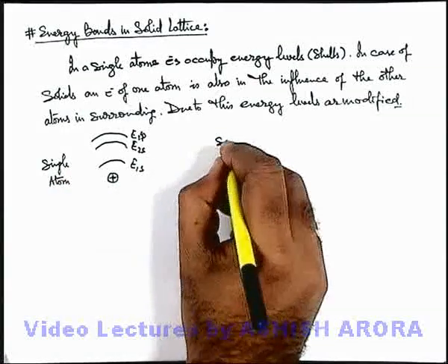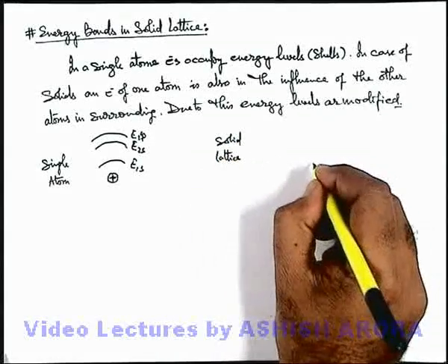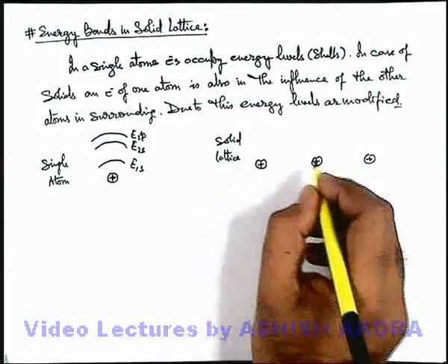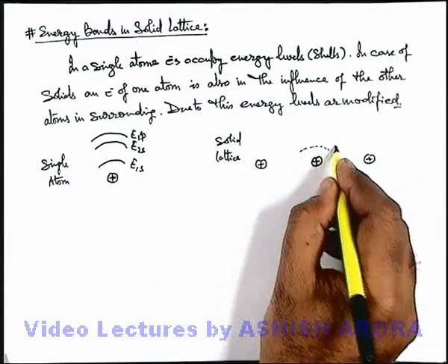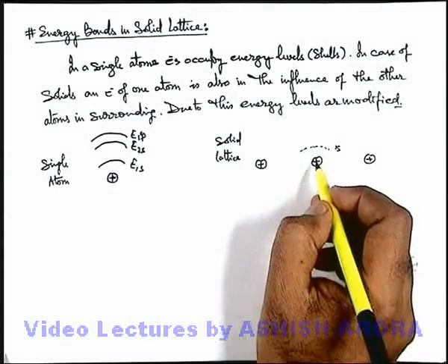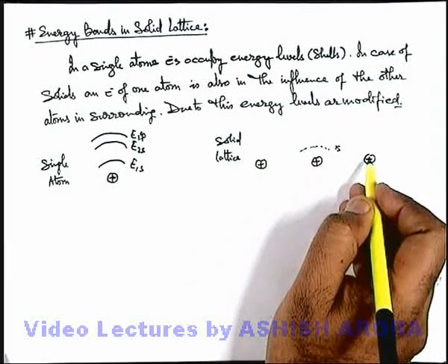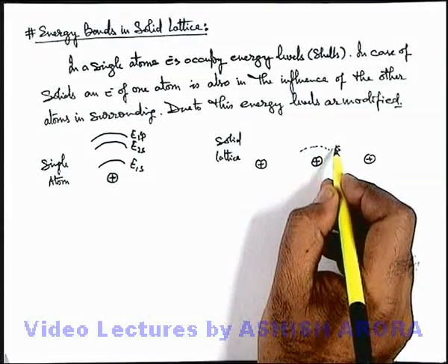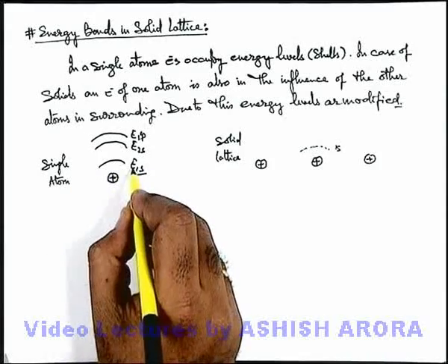But if we talk about a solid lattice, there is not a single nucleus, and in its surrounding there are other nuclei also. So when we talk about its first energy level, which is 1s, the electron which is in the 1s orbital of this atom, its energy will be affected by the other nuclei also. So the energy of an electron which can reside in this 1s orbital is not a specific energy like E1s for the case of a single atom.